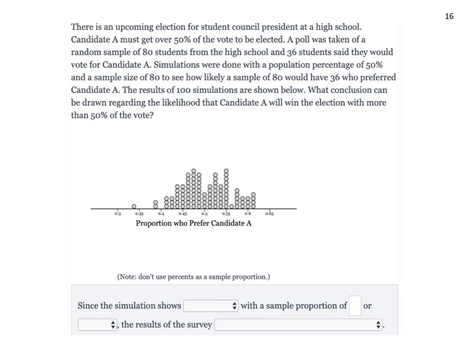It says there's an upcoming election for student council president at a high school. Candidate A must get over 50% of the vote to be elected. A poll was taken, a random sample of 80 students from the high school, and 36 students, so here's our observed proportion, 36 students said they would vote for candidate A. So that's 36 out of 80, and if we type that in, that's going to give us 0.45. Okay, so if you didn't know anything about statistics, you might say candidate A is definitely going to lose. But is 0.45 close enough to the 50% that we're not really sure, right?